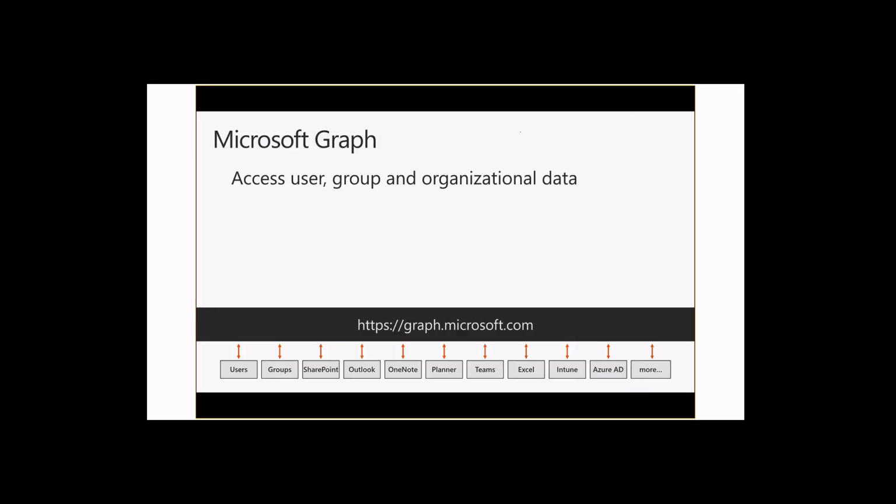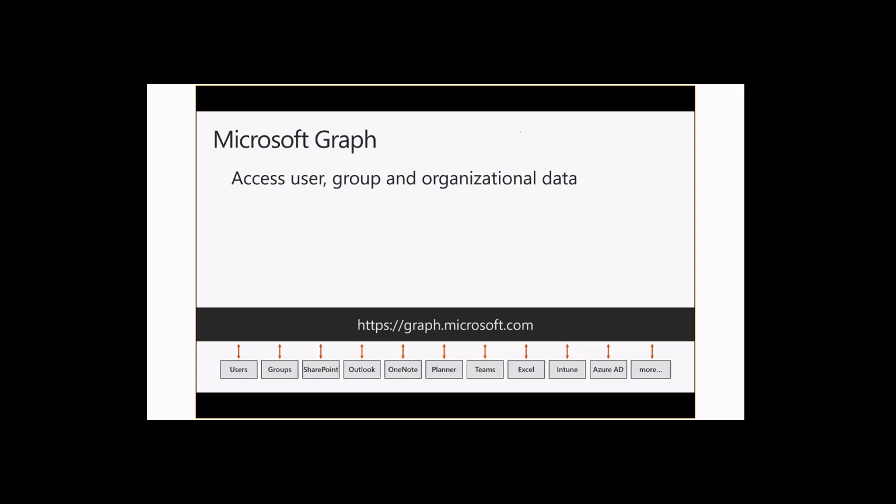So I'm going to do a brief overview of the Microsoft Graph and basically talk about, at a high level, what is it and what can you do with it. So at the very basics, Microsoft Graph is a REST-based web API that you can use to access user, group, and organizational data for customers in the Microsoft Cloud.